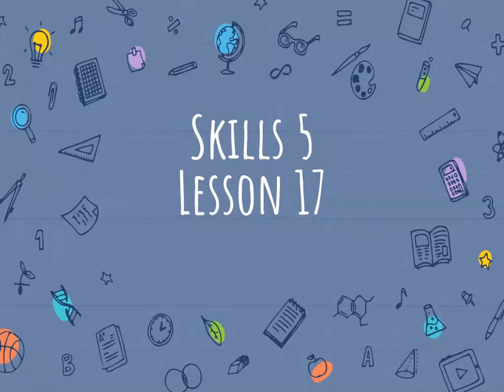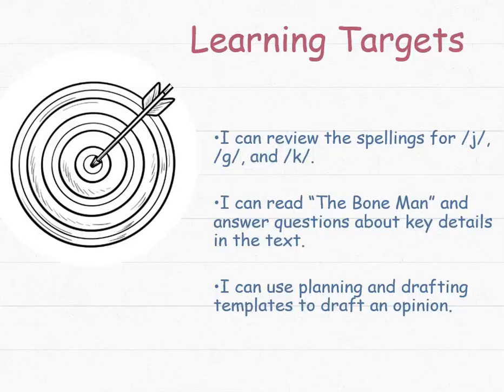Hi friends, today we're going to review Skills 5, Lesson 17. Let's look at our learning targets. I can review spellings for j, g, and k. I can read The Bone Man and answer questions about key details in the text. I can use planning and templates to draft an opinion.